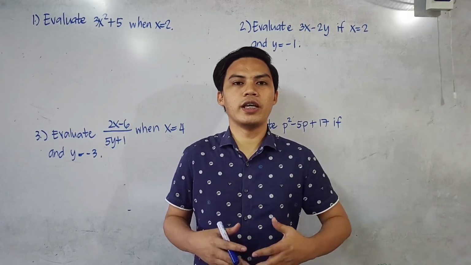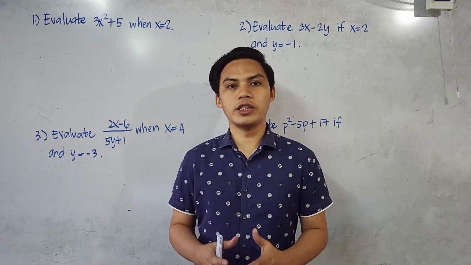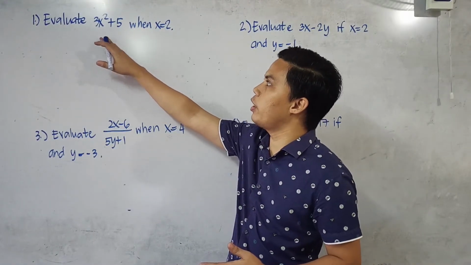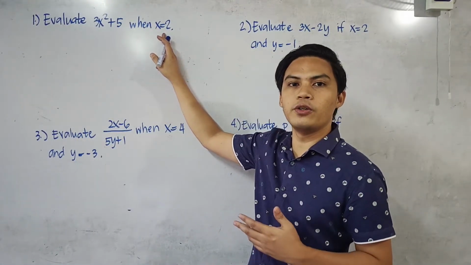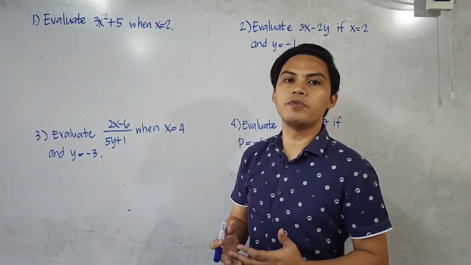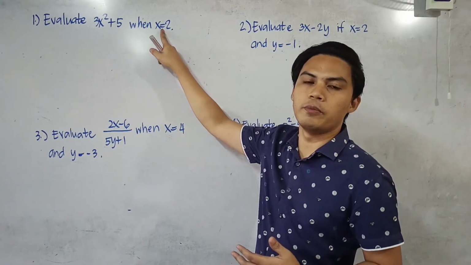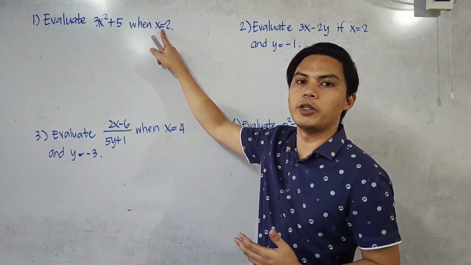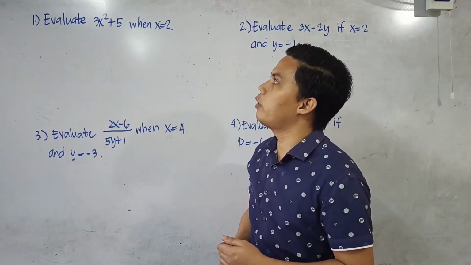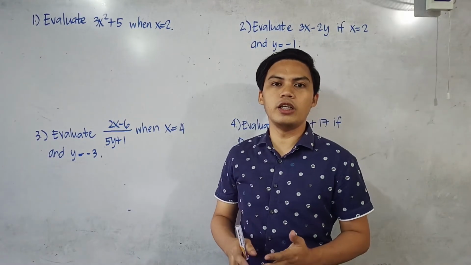So I have here examples on how to evaluate algebraic expressions. So we are given algebraic expressions and we're also given the value of a particular variable. All we need to do is to simply substitute that particular value of the variable. So let us say we have number 1. Evaluate 3x squared plus 5 when x is equal to 2.